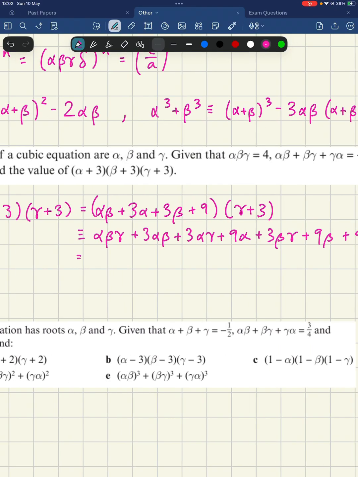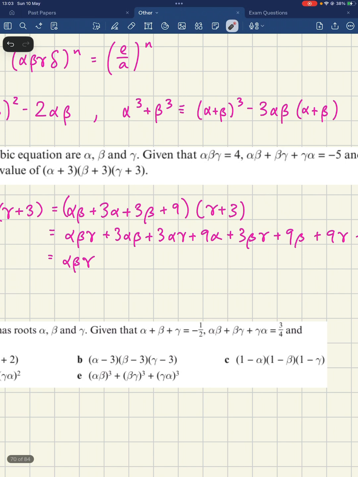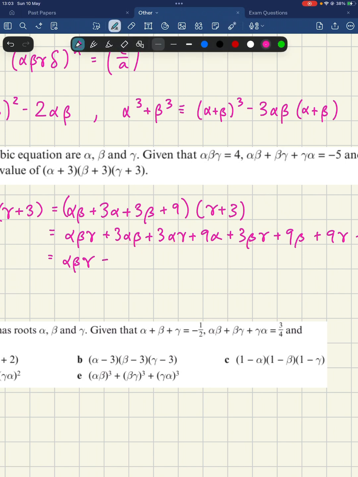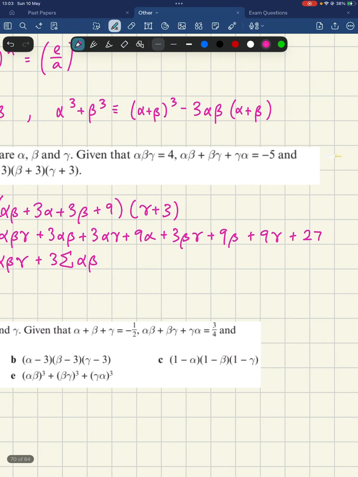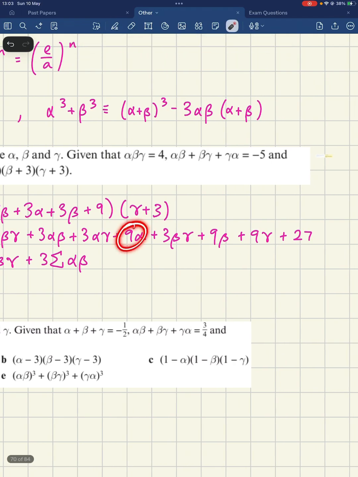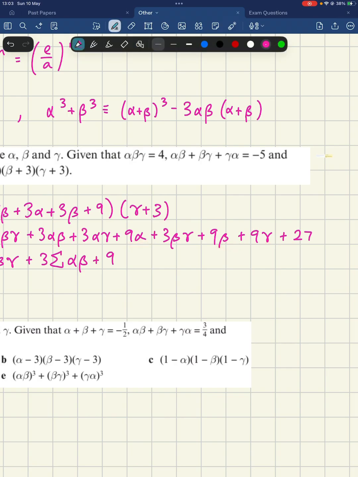Okay. We can do some factorizing. Which equals alpha beta gamma. If we factor out this 3, we'll get 3 lots of alpha beta plus alpha gamma plus beta gamma, which is the sum of the doubles, so we get plus 3 lots of the sum of the doubles. If we factor out the 9, we get 9 alpha plus beta plus gamma, which is just plus 9 lots of the sum of the roots, plus 27.